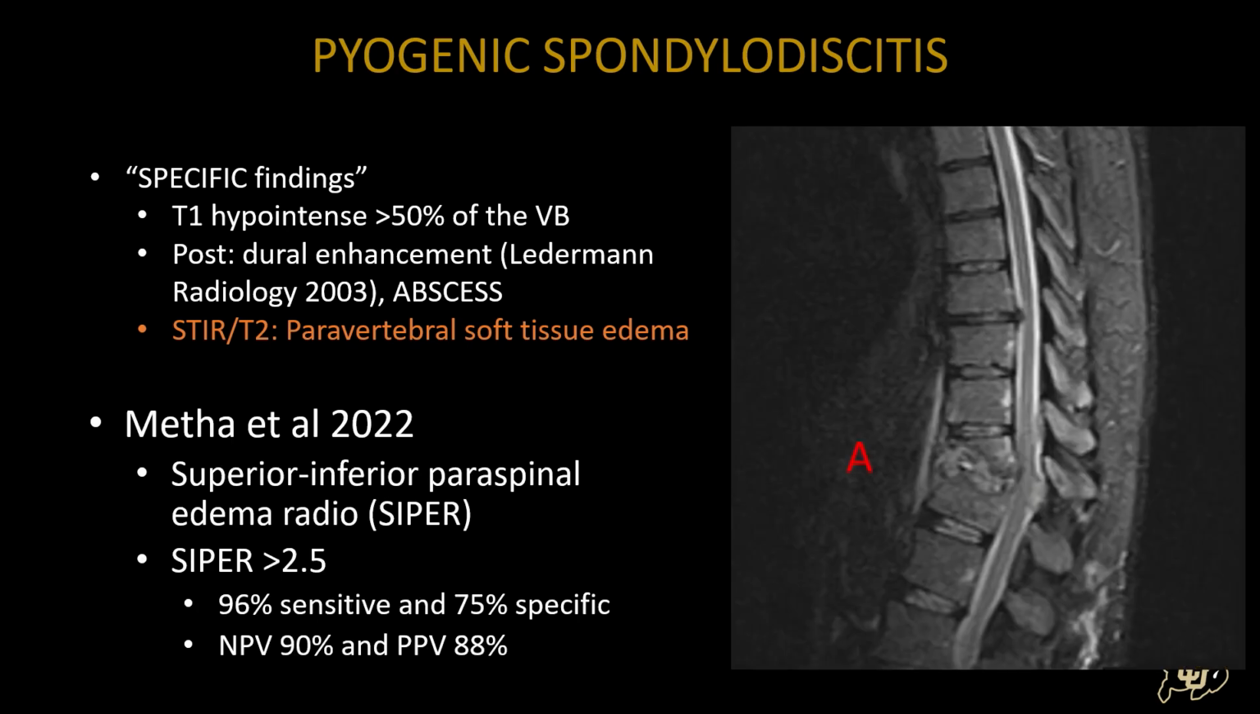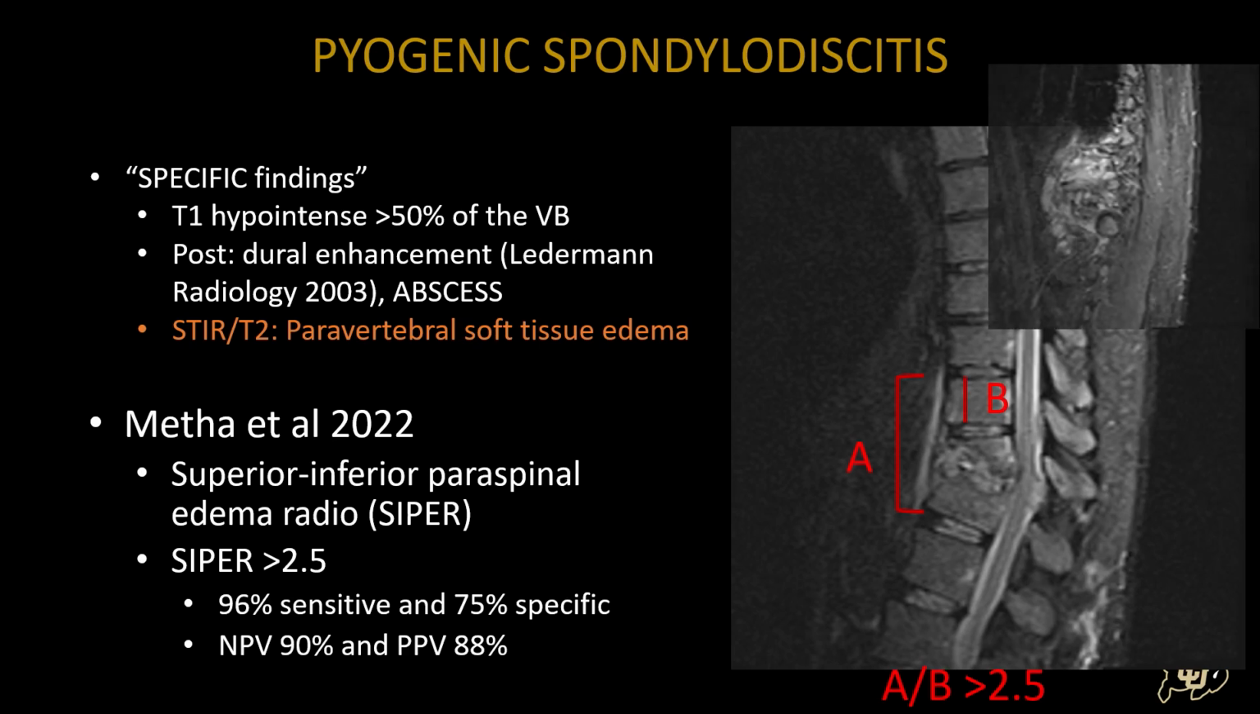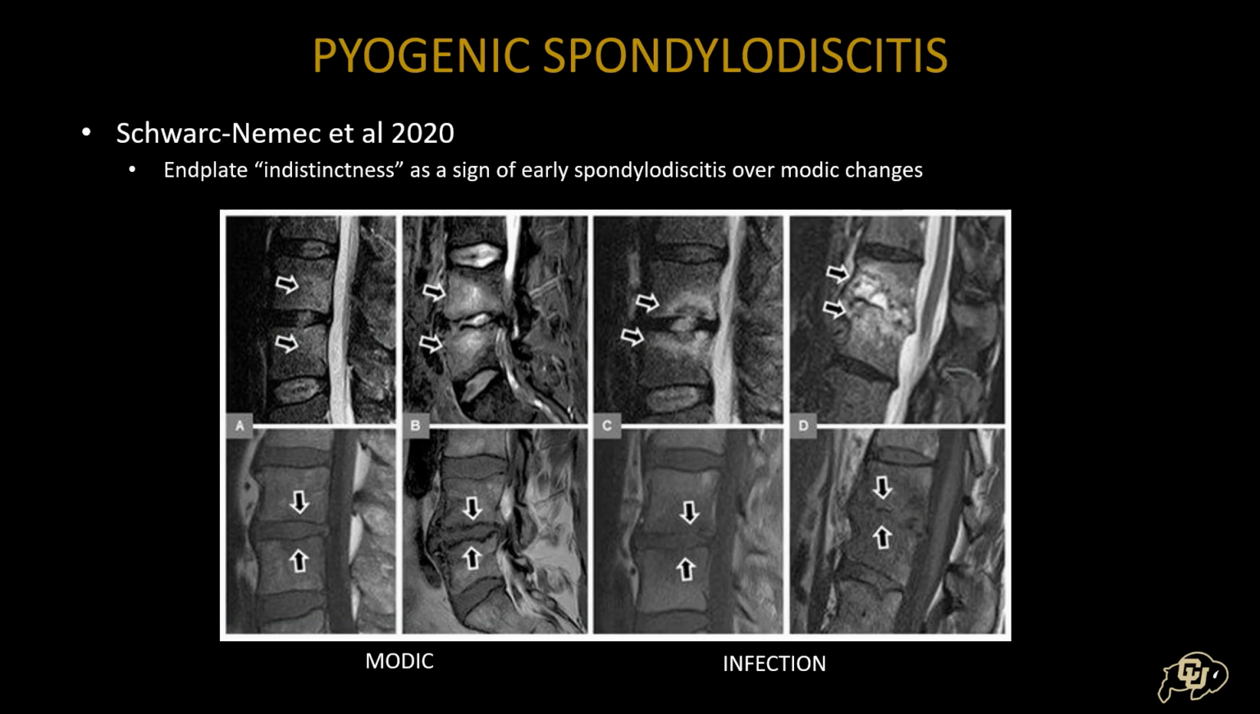Now, Method in 2022 talked about a similar finding. They talked about the CYPER ratio, which is the ratio of paraspinal edema, and they said if this is more than 2.5 times the height of the vertebral body, that's also highly associated with discitis over other degenerative changes. And you can also measure this off to the side if it's more convenient for you.